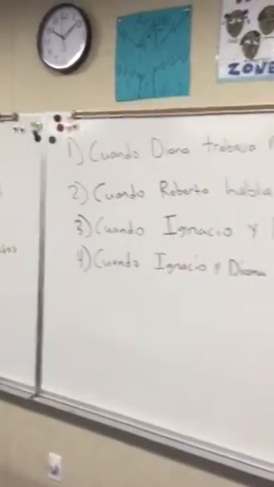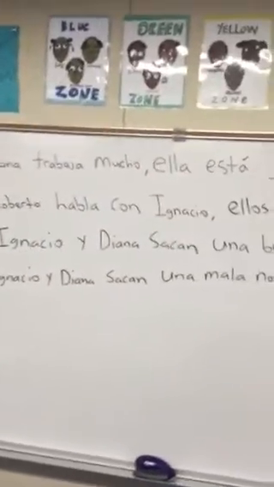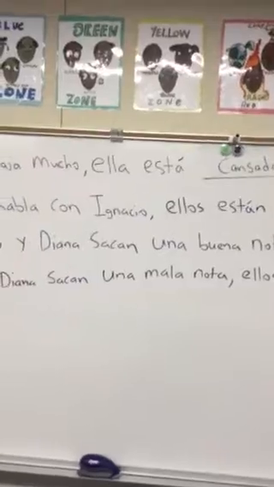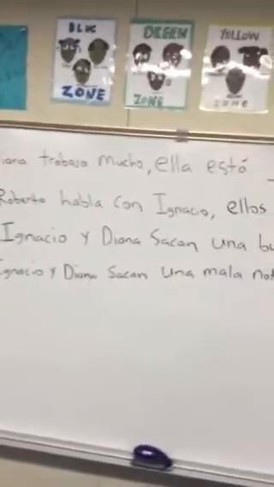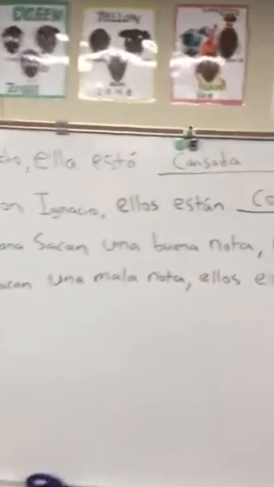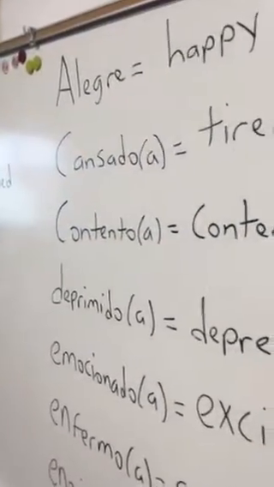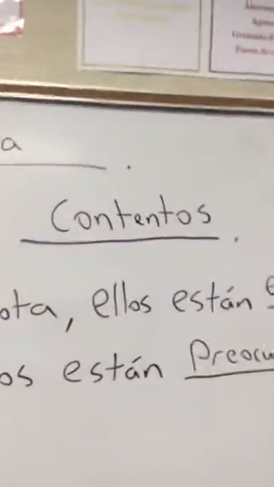Número 2. Cuando Roberto habla con Ignacio, ellos están blank. So when Roberto talks or speaks with Ignacio, they are, notice how I said they are, we're talking about Roberto and Ignacio. So for this, I'm going to say they are content. So what I wrote was contentos with the S on the end. See the word contento? Since it's plural and it's two males, I wrote contentos.